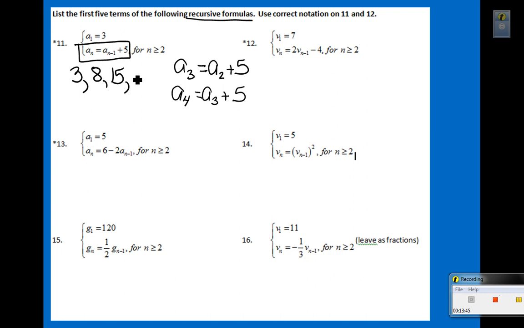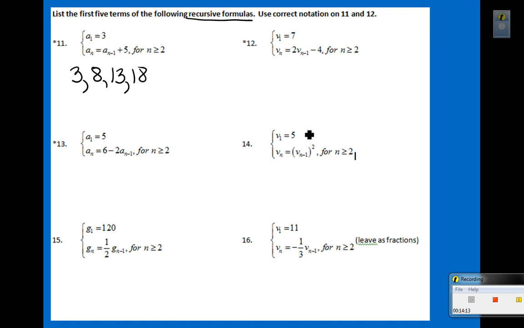So this becomes 20. Plus 5 plus 5, yep, plus 20. Oh wait, how about, let me backtrack real fast. 8 plus 5 is going to be 13, and that's going to be 18. Sorry about that. Okay, hey, so let me beat this up for you just a little bit more. This really says my next term is my previous term plus 5 more. That's all that says.